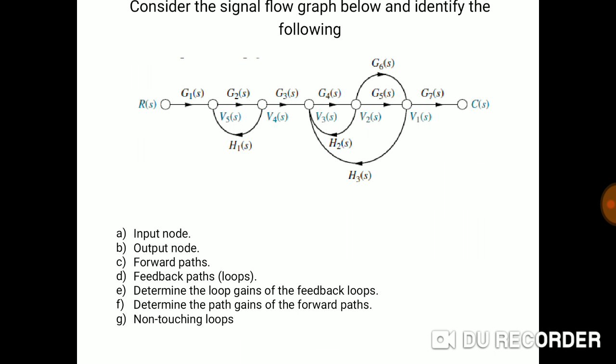As we discussed the terminologies with respect to the signal flow graph, here we will identify some terminologies with respect to a given signal flow graph. One signal flow graph is shown along with its nodes and path gains. We are supposed to find the input node, output node, forward paths, feedback paths, and determine the loop gains. Then we will determine the path gains and how many non-touching loops are there. We'll find them one by one.